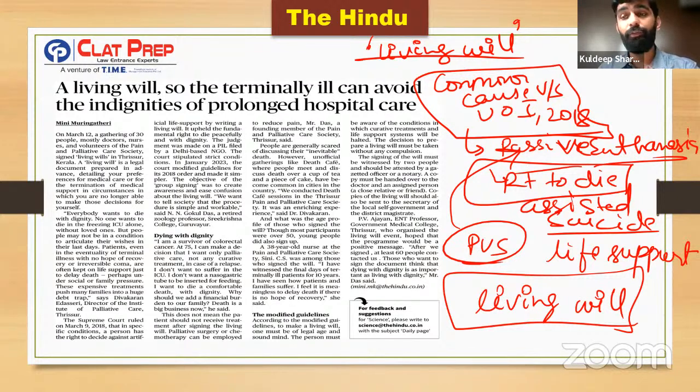At that time, if that situation arises and I want passive euthanasia to be applied to me, I can actually write a living will, wherein I can mention that in case in future I come into a permanent vegetative state, it is advisable that you take away my life support system and allow me to die peacefully. So this is the concept of a living will.